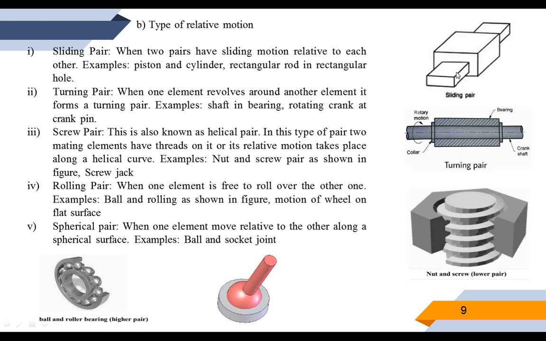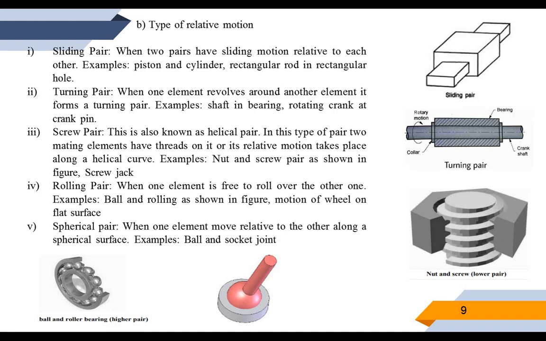Again piston and cylinder, piston also moves in cylinder body, that's why this is also sliding pair. Again rectangular rod in a rectangular hole slides in the rectangular hole, that's why that is also an example of the sliding pair. So in sliding pair, two pairs having the sliding motion relative to each other, that is called a sliding pair. Next is a turning pair.